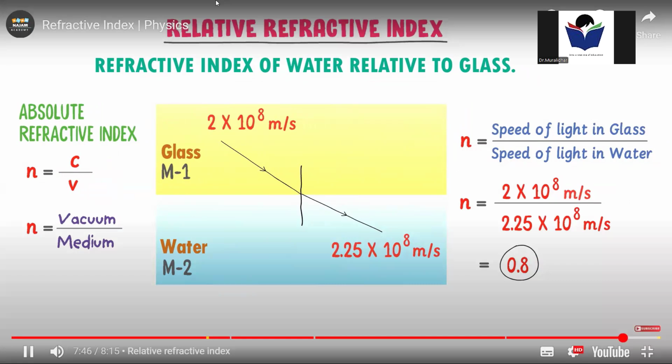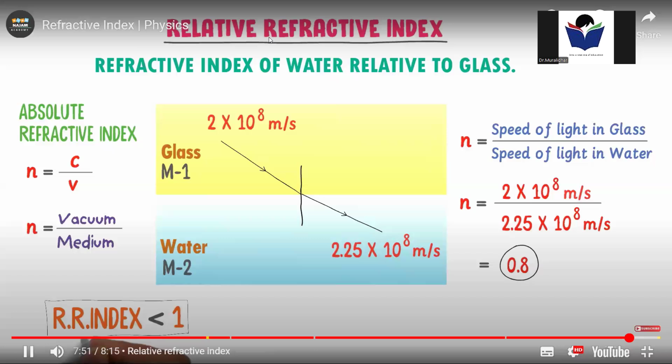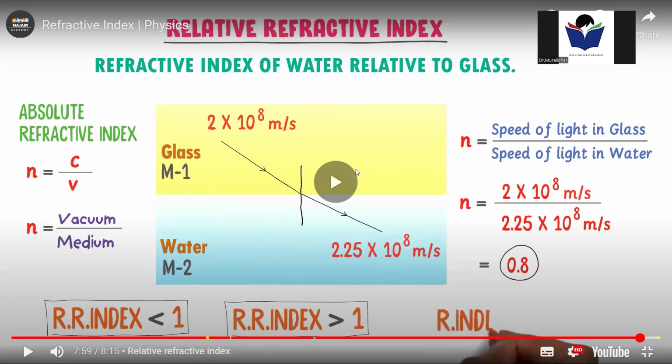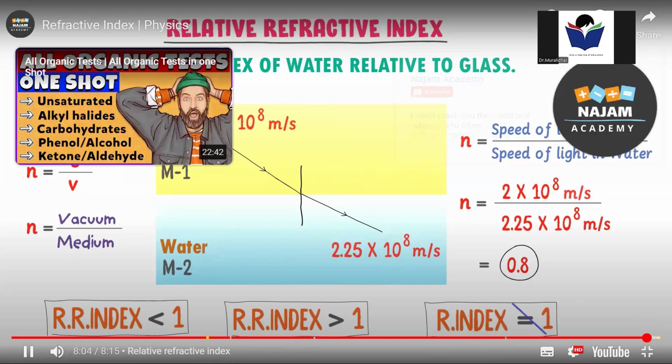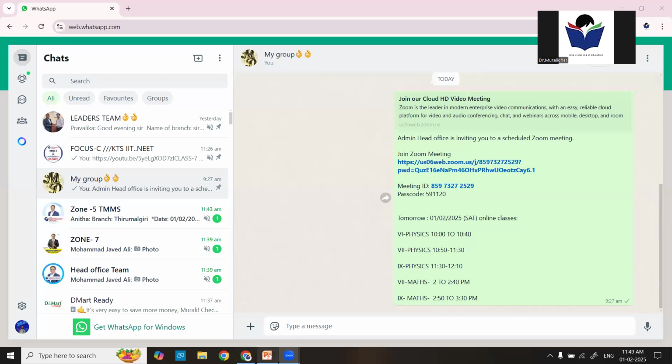Also remember that relative refractive index is either smaller than 1 or greater than 1, depending upon the relativity of the two media. But absolute refractive index will never be less than 1. So this is the complete explanation about the refractive index, which is one of the important properties of light, right?